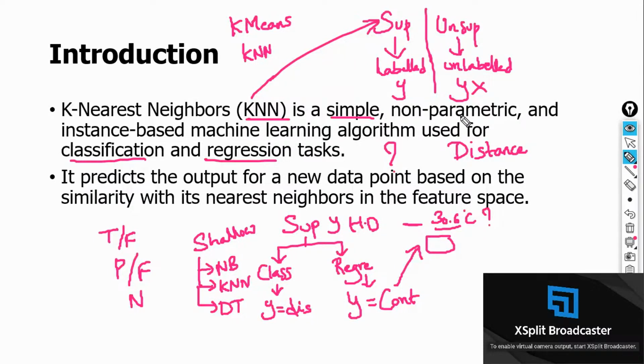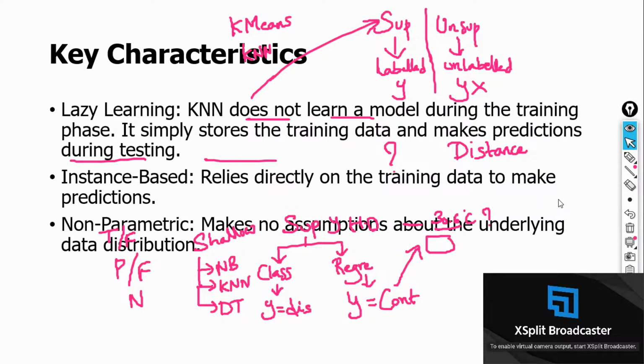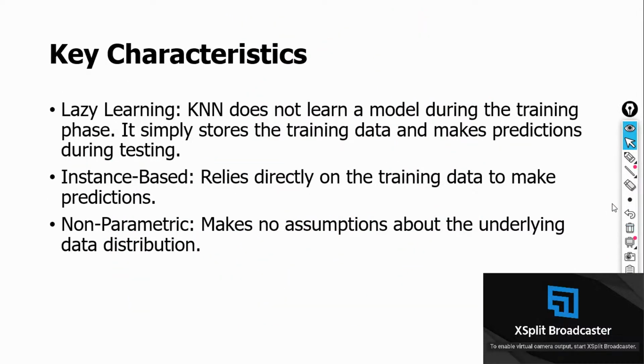It is called a non-parametric algorithm, and it is also called an instance-based algorithm. What is non-parametric? What is an instance-based algorithm? We'll understand. So this is a crisp introduction about KNN. We'll understand what non-parametric and instance-based learning mean with respect to KNN. It is also called a lazy learning algorithm.